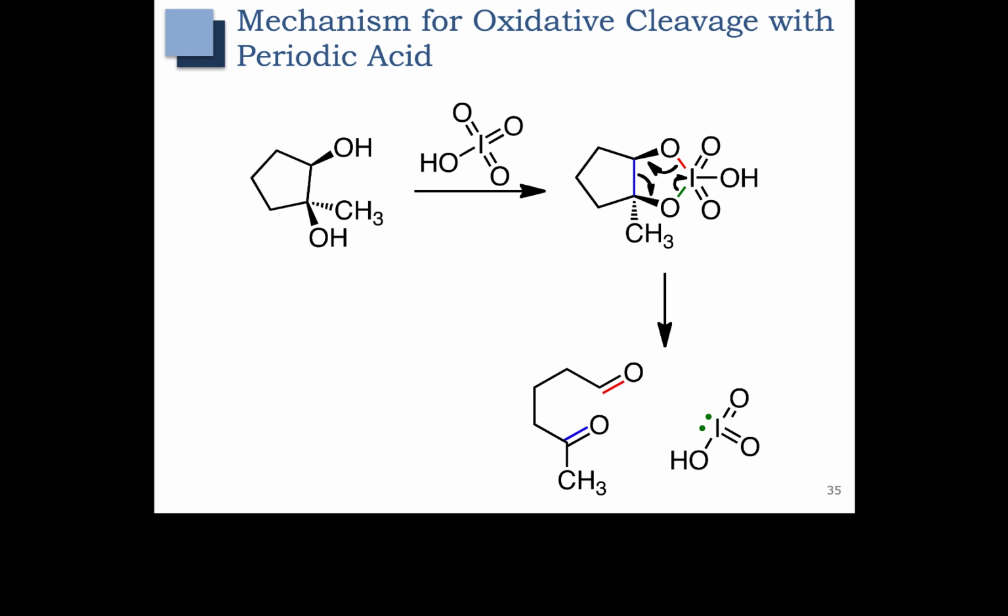Here's periodic acid, and you can see that periodic acid forms this cyclic intermediate similar to the one that we saw with osmium tetroxide. And when it falls apart, the oxygen-iodine bond breaks and comes down to form an oxygen-carbon pi bond. That's this red pair of electrons shown here. The blue carbon-carbon bond comes over to form a carbon-oxygen double bond. Becomes that carbon-oxygen double bond shown here. Then the green electrons from the oxygen-iodine bond go over to form the lone pair on the iodine.